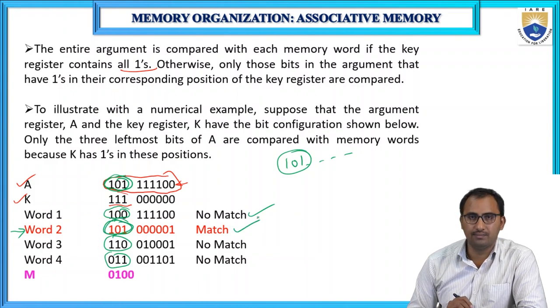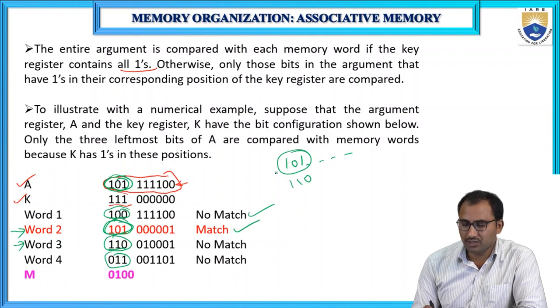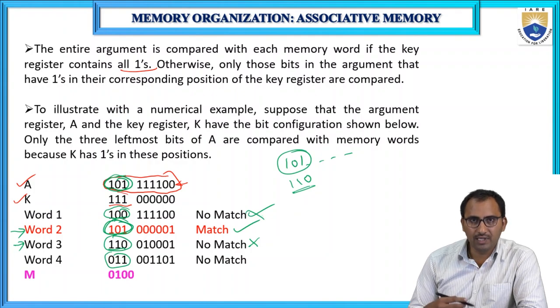After that, it is compared with the remaining words. The third word starts with 110, but there is no match because we are searching 101 and here 110 is there. So the third word is also not matched. After that, we compare the fourth word, 011. The fourth is also not matched. So only the second word matched with the argument register word.